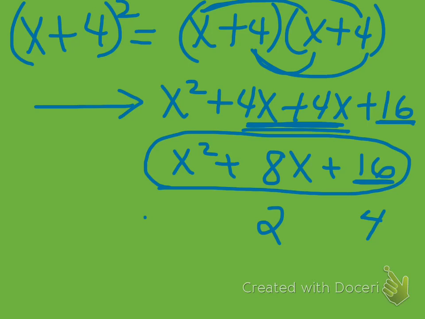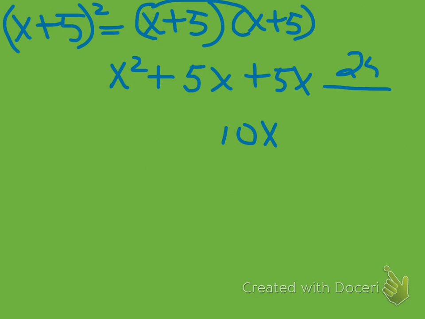Oh, we had the number times the number, right? Yeah, so that was the 4 times the 4 gave us 16. So it's going to be 25 here. Okay, so we're going to have x squared plus 10x plus 25. Notice this is our answer, right?